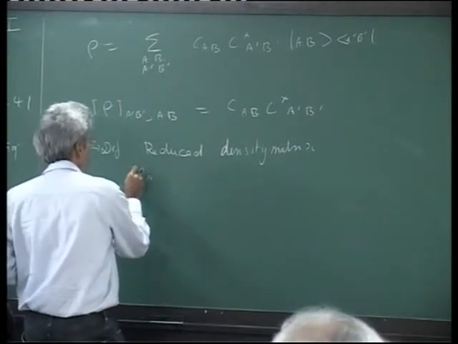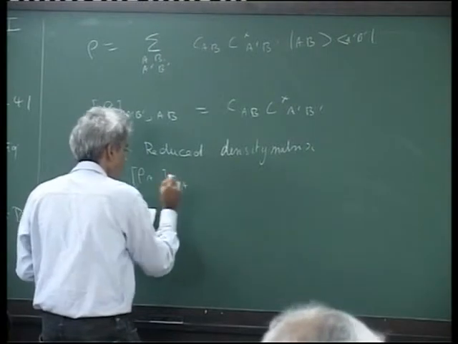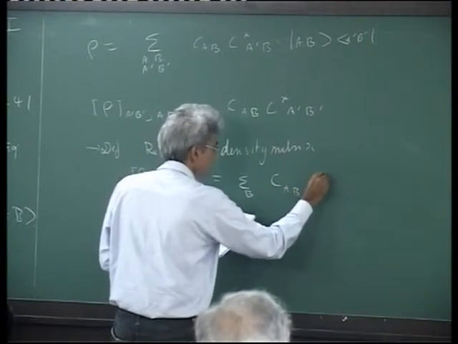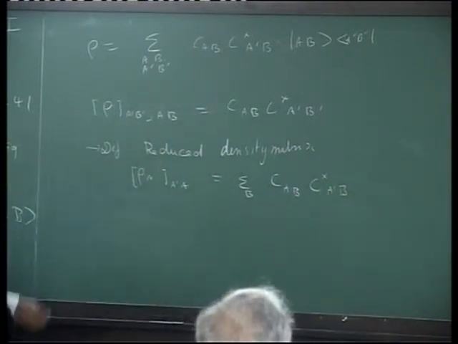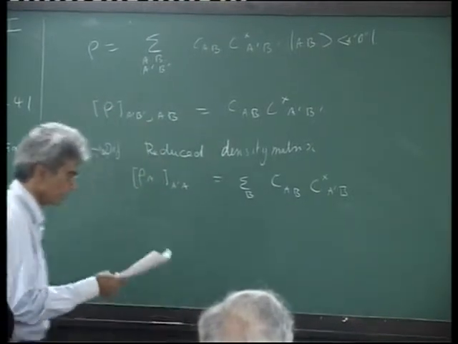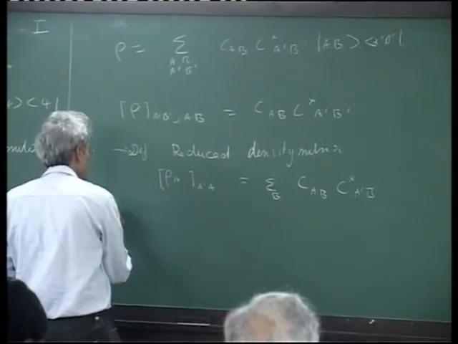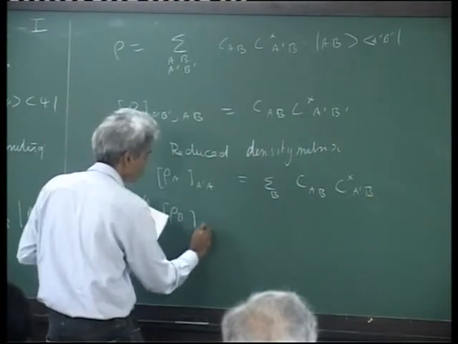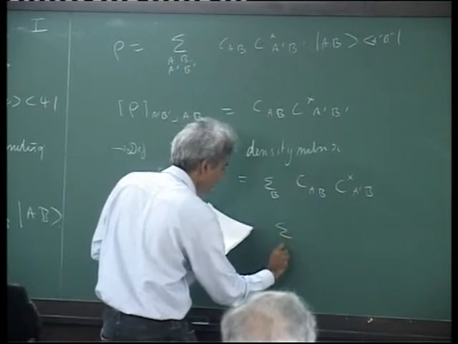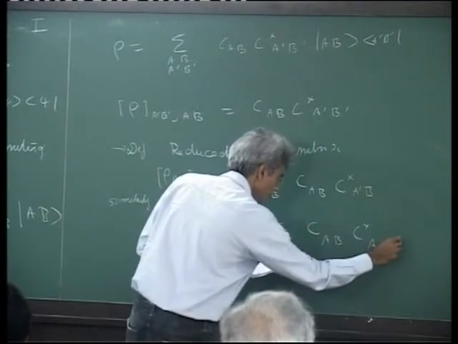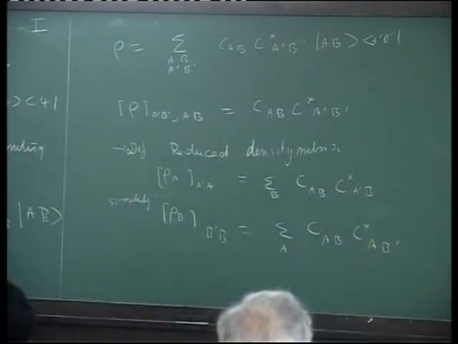So what is the meaning of that? Rho A has indices only A prime A, which is basically the summation over B of C_AB C star A prime B. So you sum over B, and therefore you are left with a matrix with indices only A prime A. Similarly, you can do rho B, with indices B prime B, which is the summation over A of C_AB C star AB prime. So you sum over A here. So these are the two definitions of the reduced density matrix.